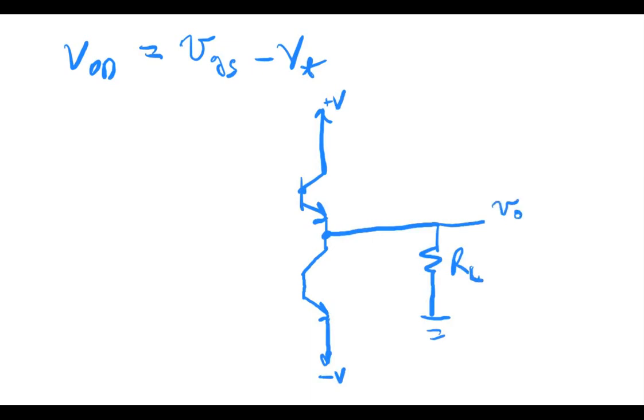And the base here is biased with a diode and a resistor here to ground. And the input is on the base of this transistor. So this is V in.